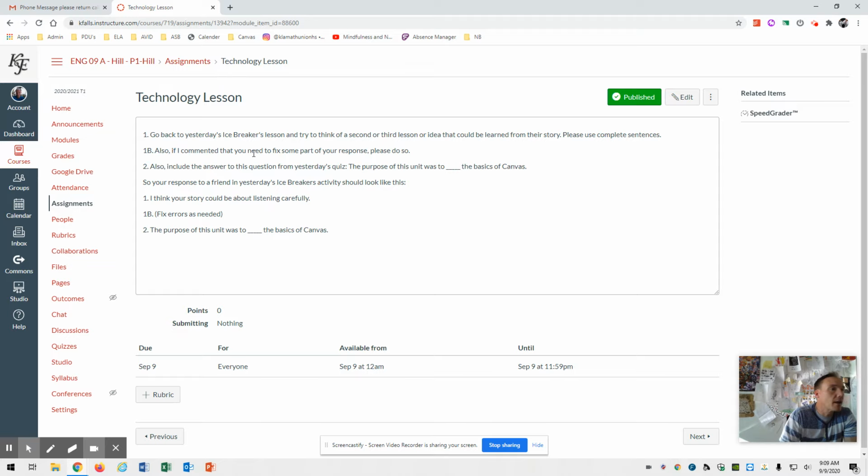Second thing, also, if I commented that you need to fix some part of your response, please do so. And then number 2, also include the answer to this question from yesterday's quiz. Here is the question. This is number 10. Only about a third of the students got this, so I want to go over this question and make sure everybody gets the correct information.